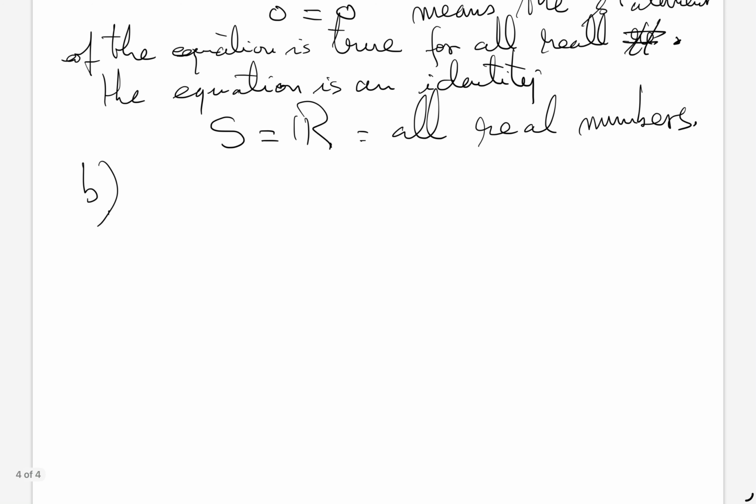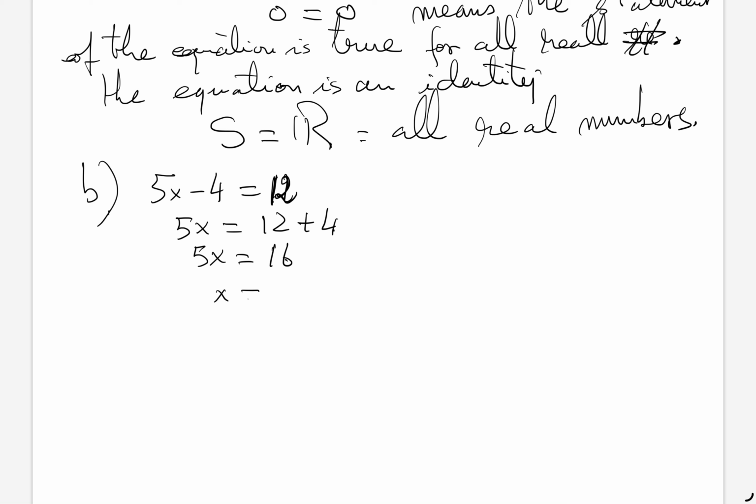So let's check the B. The B, for example, you have 5x minus 4 is equal to 12, for example. So you have 5x is equal to 12 plus 4. So 5x is equal to 16. So x is equal to 16 divided by 5, okay?